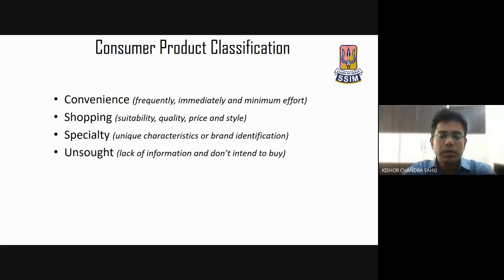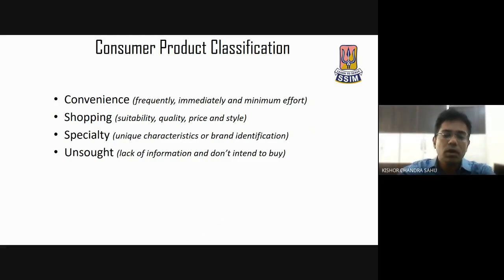Unsought products typically lack information, and the customers do not intend to buy. The customers do not intend to buy, but then they buy. For example, your medicines, or life insurance products, or blood donations. Even though the customers buy these products, they do not intend to buy. So let's say you buy an insurance product, you'll buy it, but you would obviously hope not to use it, right? But still you buy it.